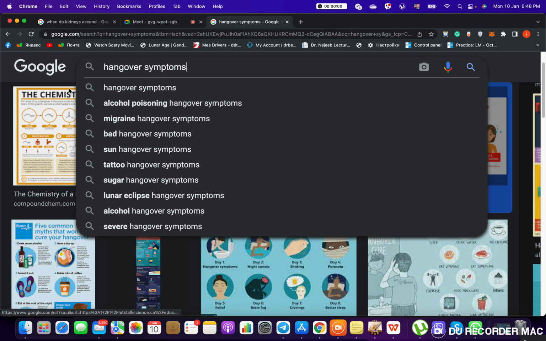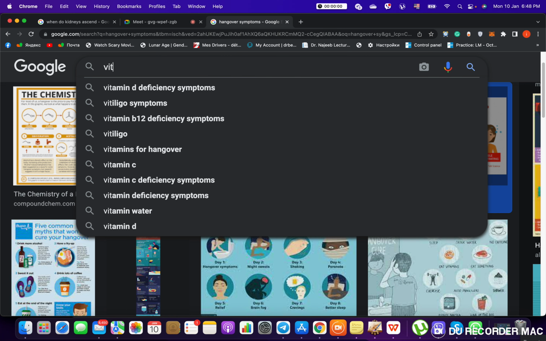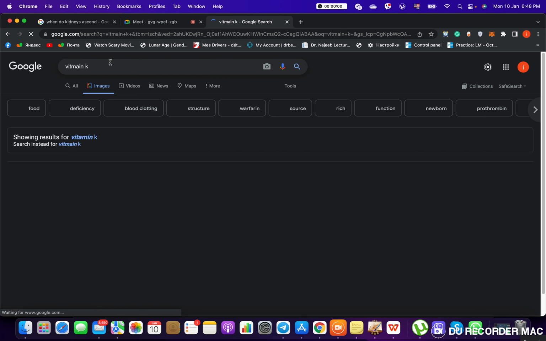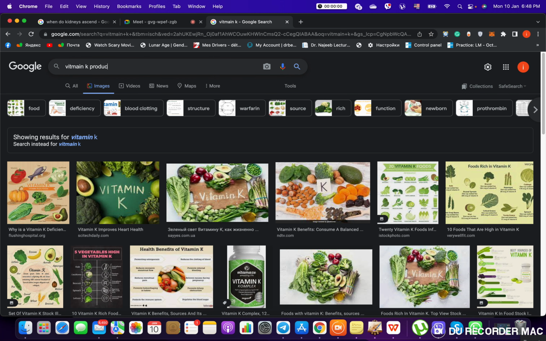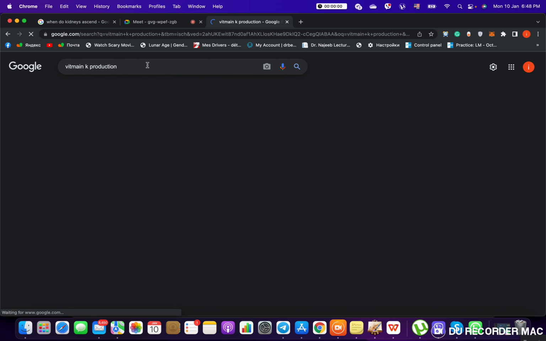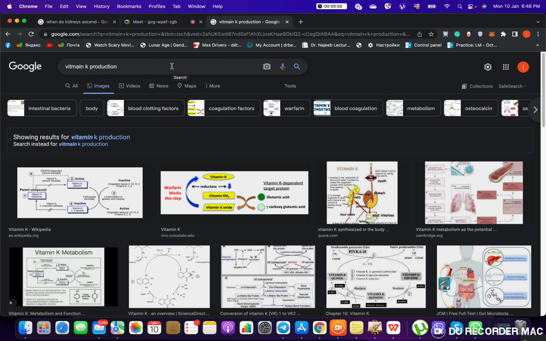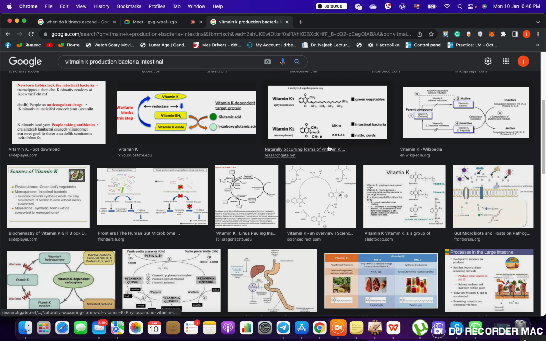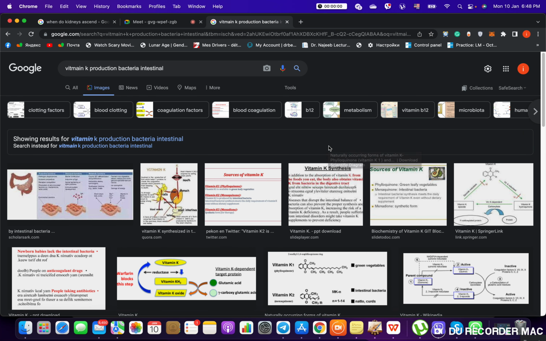It's really interesting. So where is vitamin K produced inside of the body? Nope, it is stored in the liver, but it's not produced in the liver. So actually it's produced by the intestinal bacteria. I mean, the normal flora inside of your intestine makes you vitamin K.